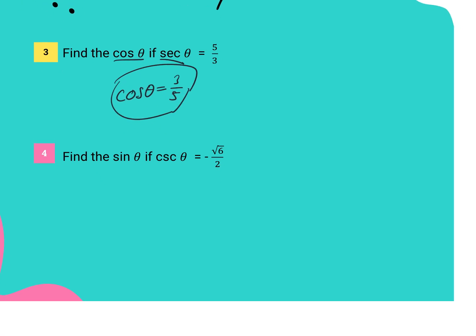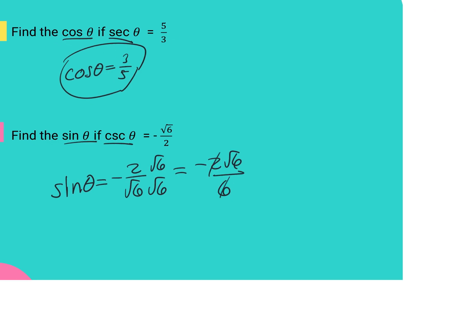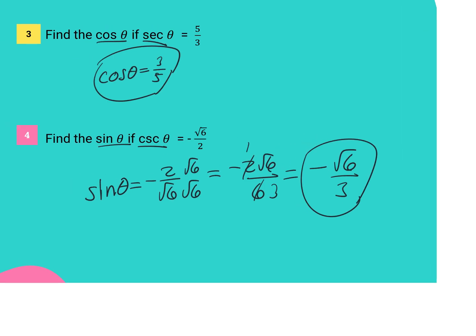Now, if I'm given cosecant, you can very easily find sine. So I'm just going to flip what I have for cosecant, and I'm going to get -2 over square root of 6. And then I can multiply square root of 6 on the top and the bottom to rationalize. And we get -2 square root of 6 over 6. And then 2 and 6 simplify to 1/3, so we end up with a final answer of -square root of 6 over 3. So that one required a little bit more work, but the idea is still the same. You're just flipping the fraction to get your answer.